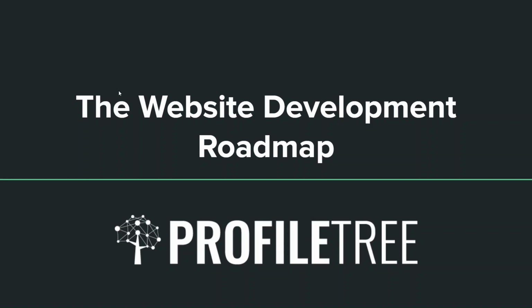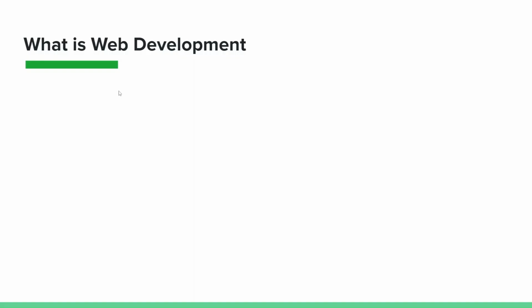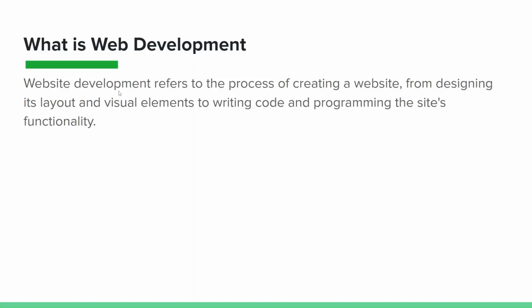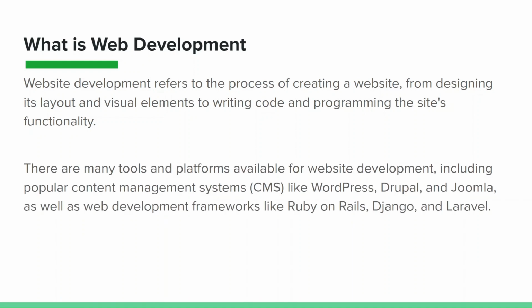So first of all, what is web development? Web development refers to the process of creating a website, from designing its layout and visual elements to writing code and programming the site's functionality. There are lots of tools and platforms available for website development, including popular content management systems or CMS like WordPress, Drupal, Joomla, as well as web development frameworks like Ruby on Rails, Django, and Laravel.